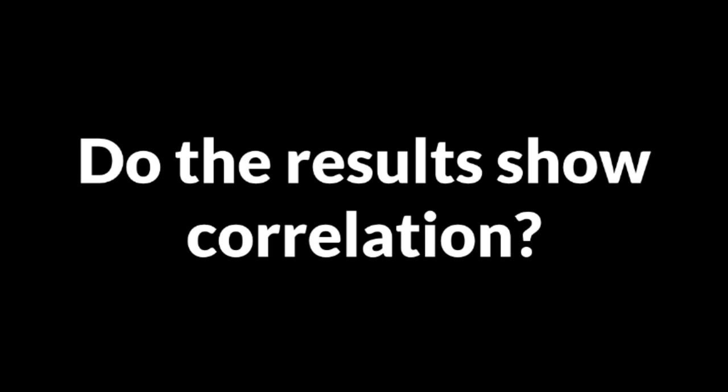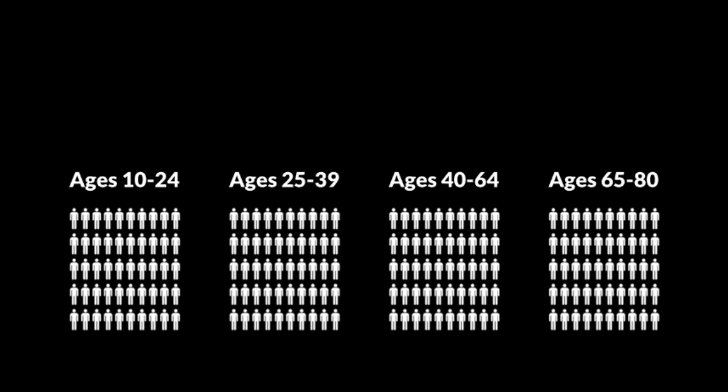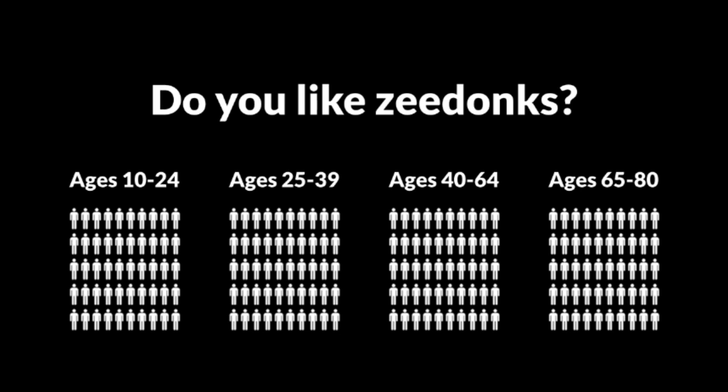So what I mean by that is, suppose we had an experiment where we had, say, 200 people, and out of these 200 people there were 50 in each age group. And we asked everybody in all four age groups, do you like z-donks?